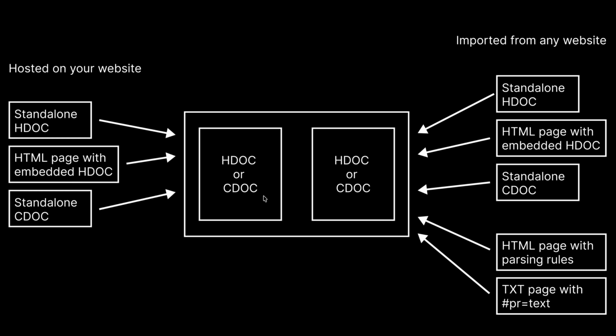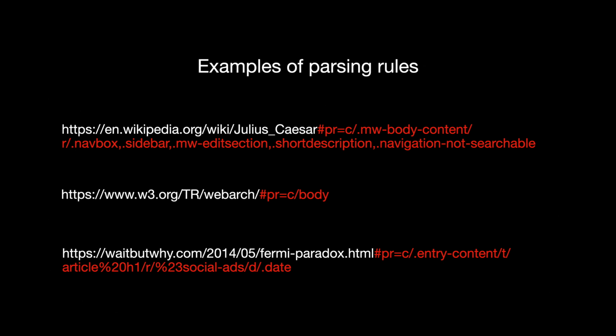Imagine a screen where two documents are shown side by side. The document on the left is hosted on your website. It can be one of three formats: a standalone HDoc, an embedded HDoc, or a standalone CDoc. CDocs are always standalone. This main document can connect to a wider range of documents. On the right side, the connected document can also be constructed from those same three formats, but in addition, it can come from regular HTML pages or plain text documents. You can create HDocs from both of those, but you need to specify parsing rules. Parsing rules are added to the document's URL. Here's an example of what they might look like. I'll explain how to create them in a moment.